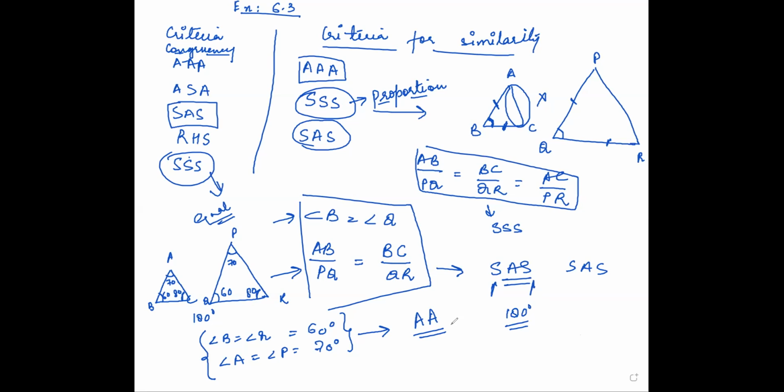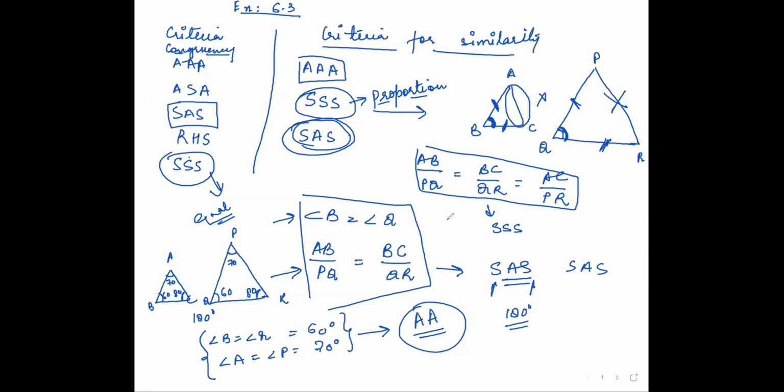So AA criteria also sometimes we use. Only three are there: AAA, SSS, and SAS. For SAS, the point to remember is that the angle should be between the two sides. So don't take this side. You don't have to take this one. You can take this and this, because angle Q is equal to angle B. Only this you have to understand. So that's it. In this exercise, only this much introduction is there. I'm not going into the proof of all this. Let's start with the exercise now.